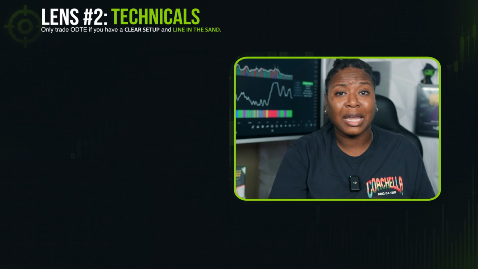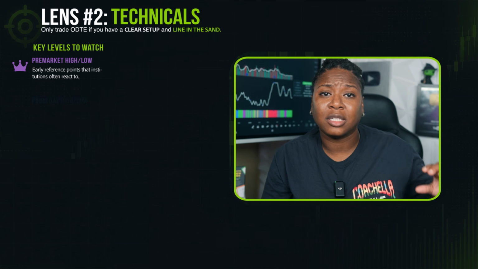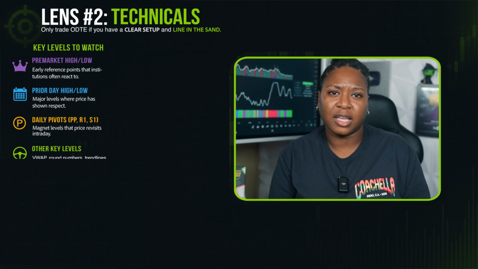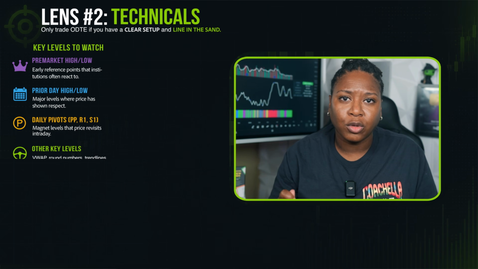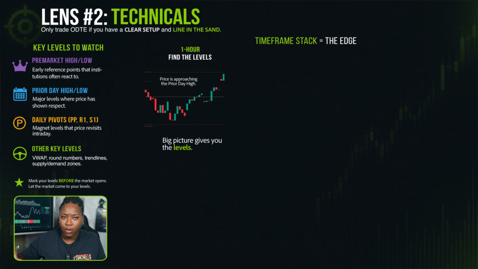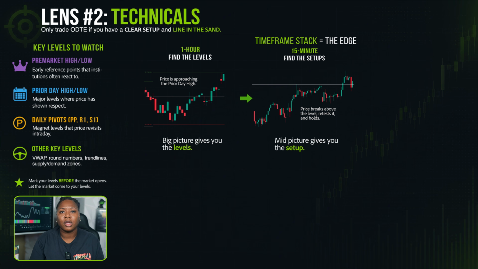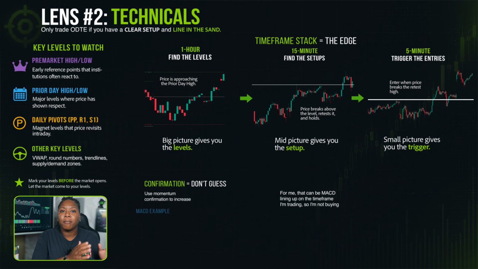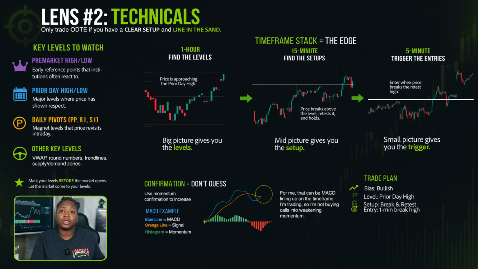The second thing is going to be technical. Only trade same day options if you have a clear setup and a line in the sand. That's pre-market highs and lows, yesterday's highs and lows, pivot points, support and resistance levels, different things like that. Okay, and so when you're marking up those levels, use the time frame stack. If you're day trading, mark up your levels on the 1-hour chart, your setups on the 5-minute chart, and your entries to get triggered on the 1-minute chart. Then you want confirmation. And so for me, that could be something like the MACD lining up on the time frame that I'm trading. I'm not buying calls into weak momentum.